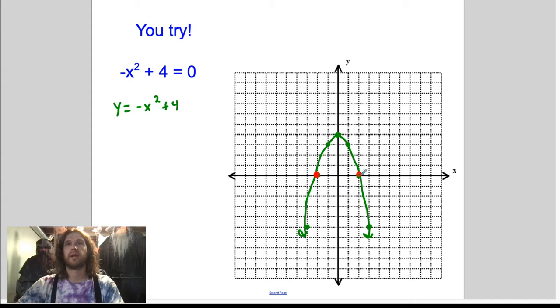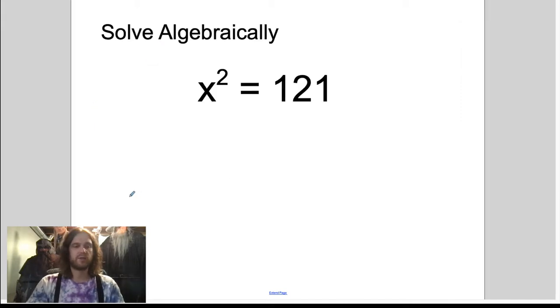Okay. And there are our 2 solutions. There are 2 numbers that make this equation true. 2 solutions: x equals -2 and x equals 2. Fantastic. All right, so how do we do this algebraically?